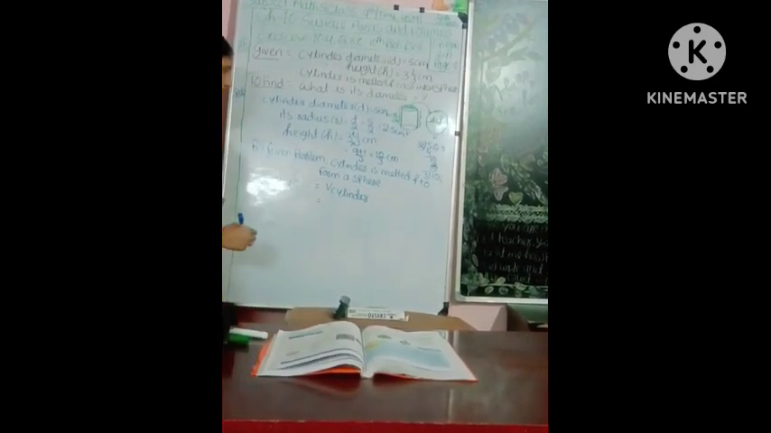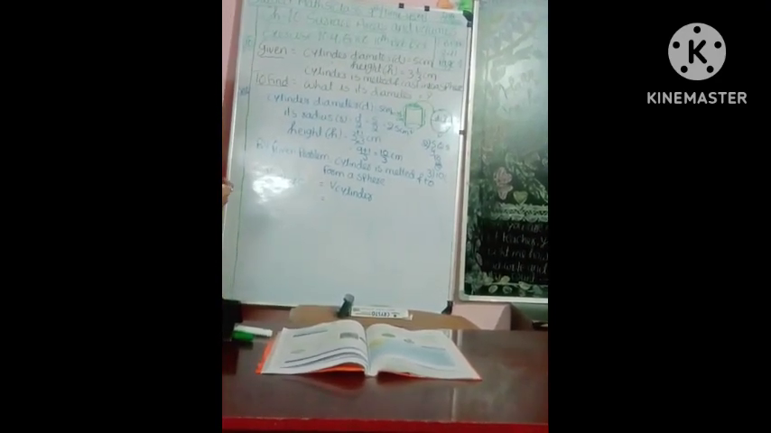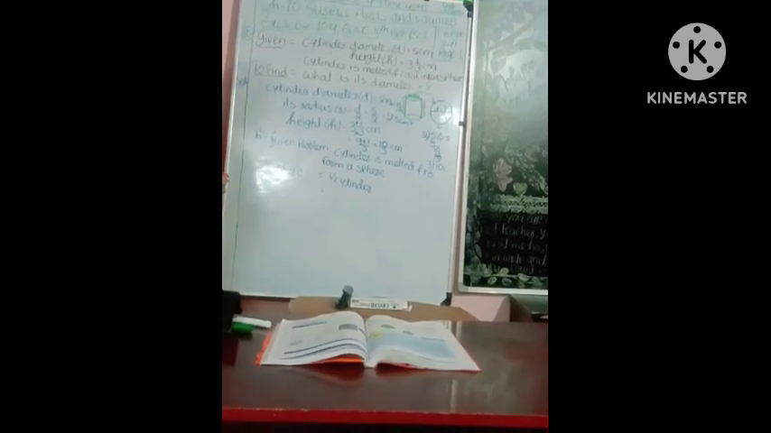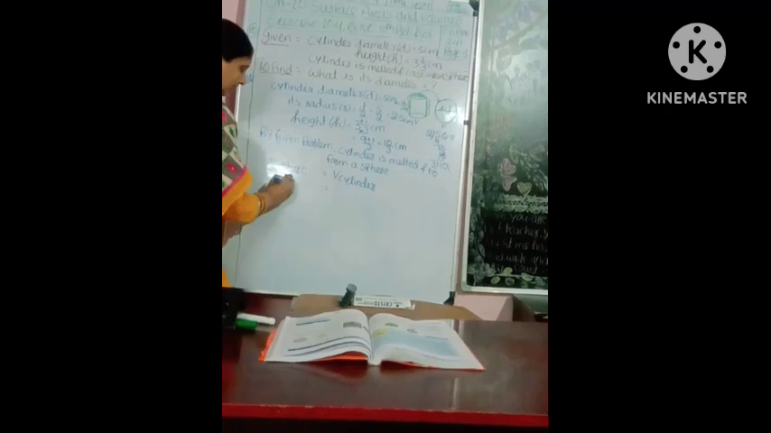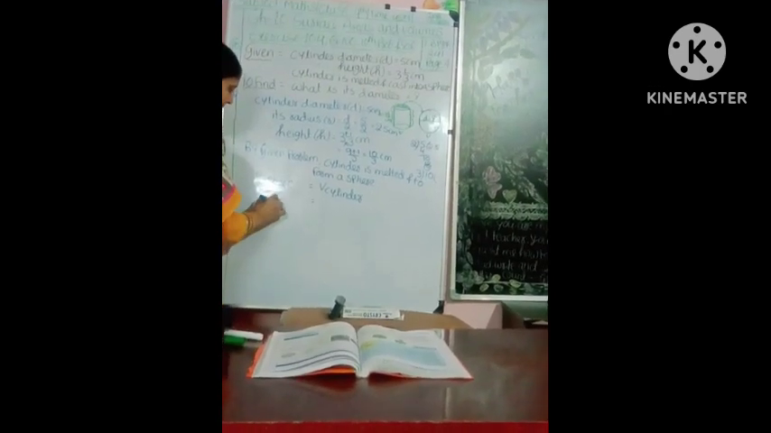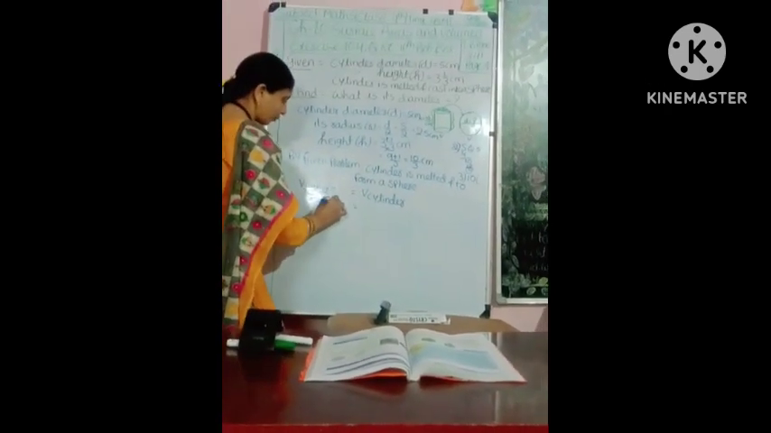So, do you know the formulas? Volume of the sphere formula, volume of the cylinder formula. Do you know them, Gagan? Tell me the answer. What's the formula for the volume of the sphere? 4 by 3 pi r cube. Very good.